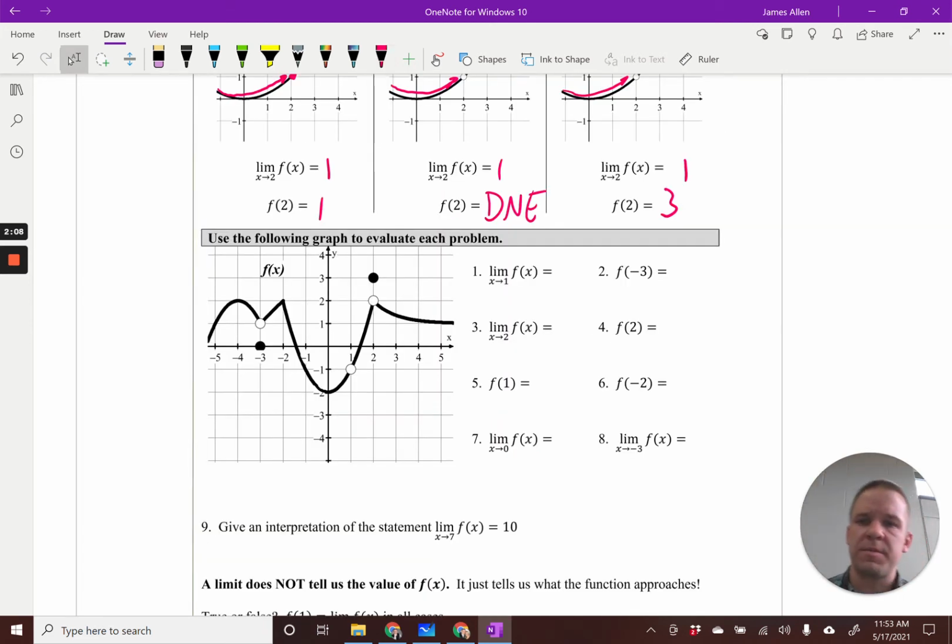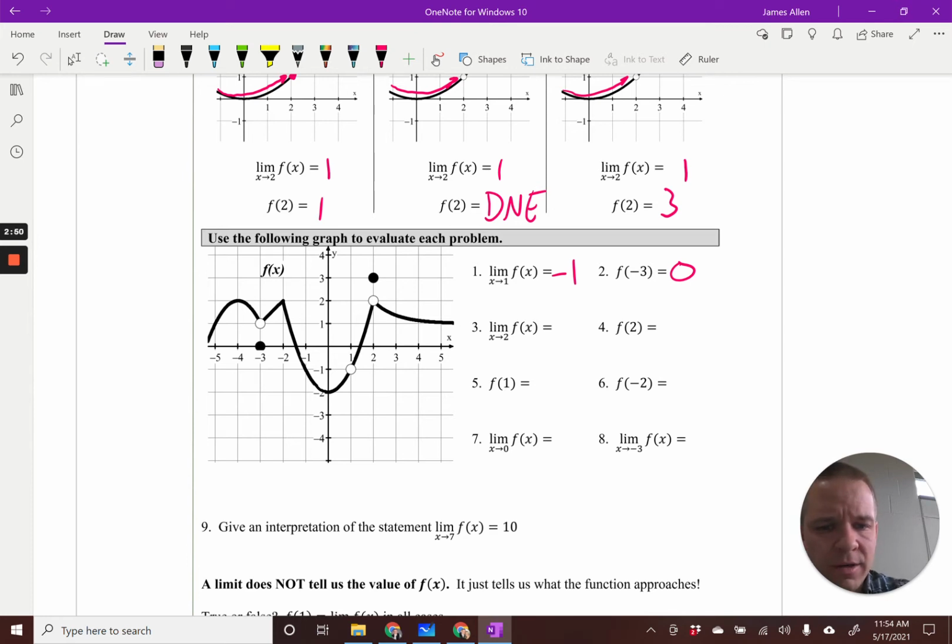Okay, so let's do some examples here. We're going to be using that graph on the left-hand side. The limit as x approaches 1 of f of x. Well, as x approaches 1, we're talking about that spot right there, so that would be negative 1. As x approaches 1, the function value is negative 1. The next one: what's f of negative 3? That would be the function at x equals negative 3, not the limit. When evaluated at negative 3, that would be our 0 right there. That's what that solid dot is.